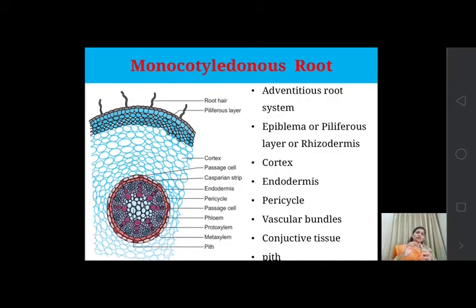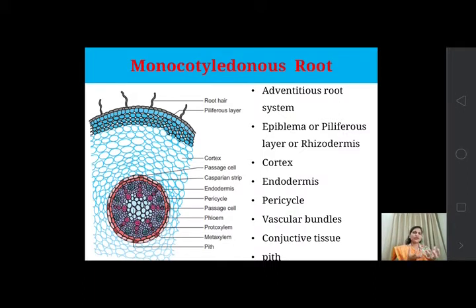So when we see at the external level, in dicotyledonous the roots are a taproot system, and in case of monocotyledonous it is an adventitious root system, as all the roots that are produced from the base of the stem are of equal sizes. But in case of taproot systems, the primary root develops first and then lateral branches, that means secondary and then tertiary branches, are produced from that primary root.